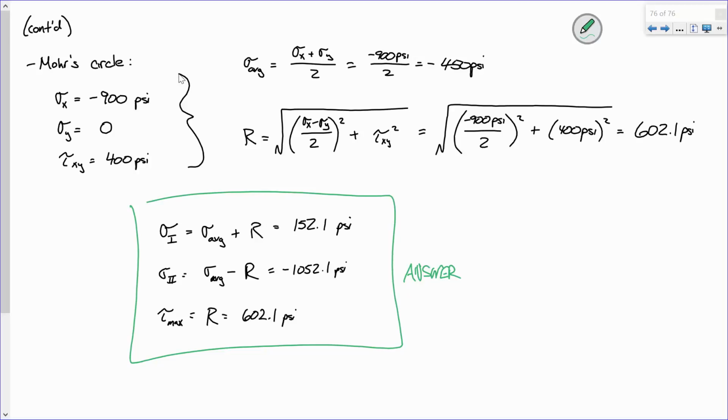Now, let's think about this with our noggins. What if I told you that this material had an allowable axial stress of 1,000 psi? Would it be sufficient? Normal stress, axial, normal, of 1,000. Would this be sufficient? No, because this is 1,052, right? Before, we wouldn't have said that. We would have said, oh, it's 900 and it's good, right? You see what I mean?